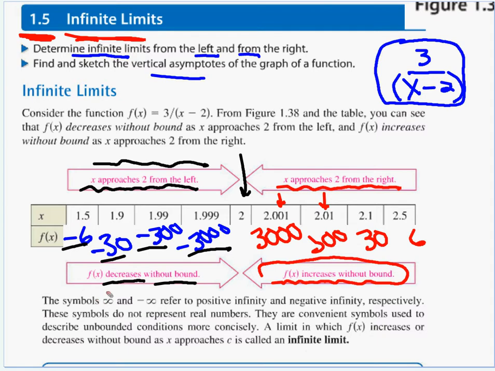And then the symbols positive infinity and negative infinity, referred to positive and negative infinity respectively. These symbols do not represent real numbers. They are convenient symbols used to describe unbounded conditions more concisely. Infinity is not a number. You're never going to get there. It says a limit at which f of x increases or decreases without bound as we approach that number c is called an infinite limit. And remember, it's one of the reasons a limit does not exist, due to infinite behavior.